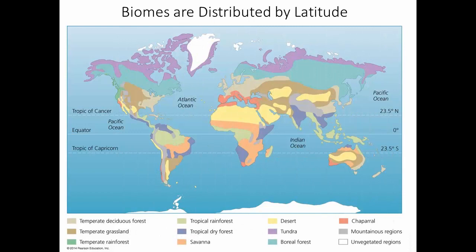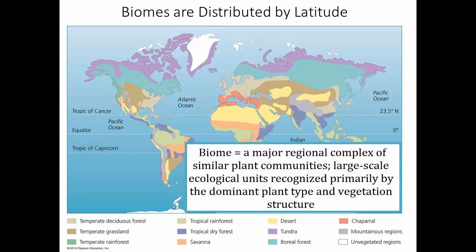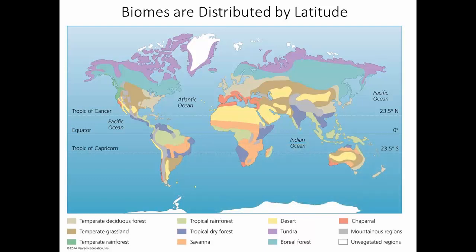The Earth is home to a wide variety of ecosystems, which when viewed at a large scale can be classified as biomes. A biome is a major regional complex of similar communities. Another way to classify biomes is to say that they are large-scale ecological units recognized primarily by the dominant plant type and vegetation structure. Biomes cover a large geographic area.